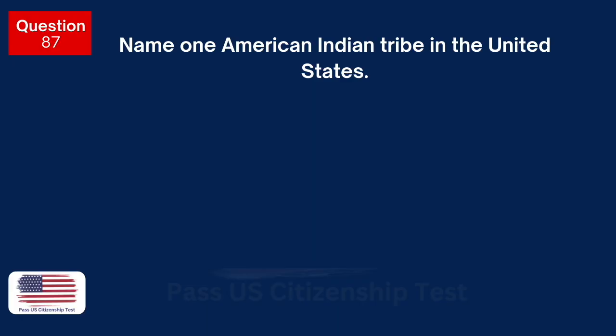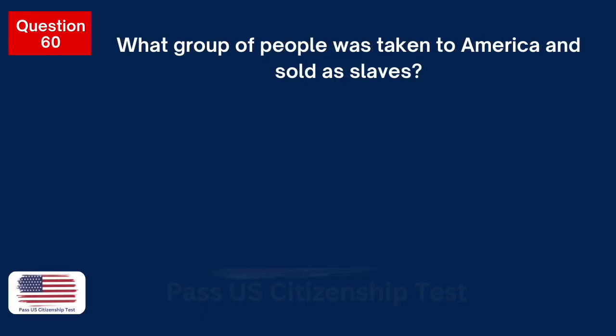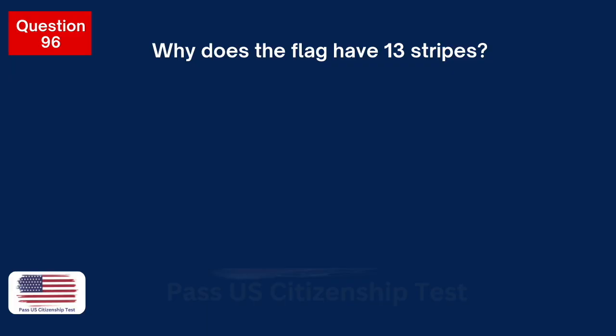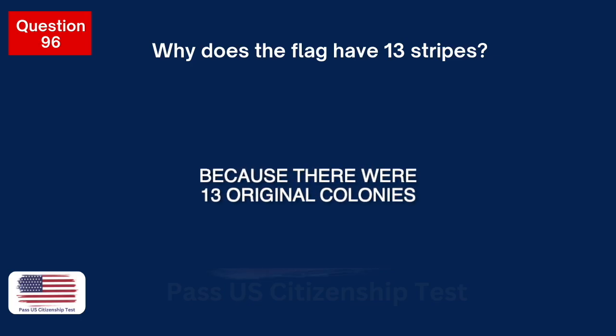Name one American Indian tribe in the United States. Cherokee. What group of people was taken to America and sold as slaves? Africans. Why does the flag have 13 stripes? Because there were 13 original colonies.